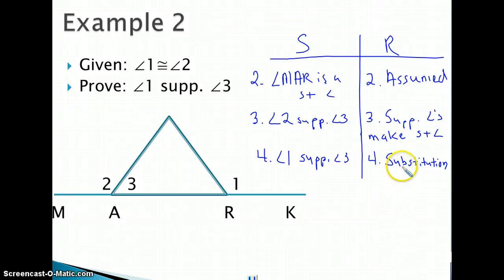Substitution. So anytime I said transitive property, you could put substitution in its place, but it doesn't work in the reverse direction. If it's supposed to be substitution, it's got to be substitution. You can't put transitive here, because transitive says that you needed two pairs of congruent angles to begin with. We didn't have that.